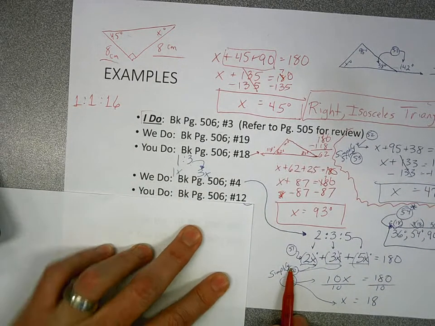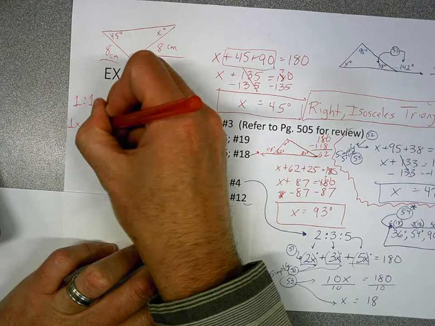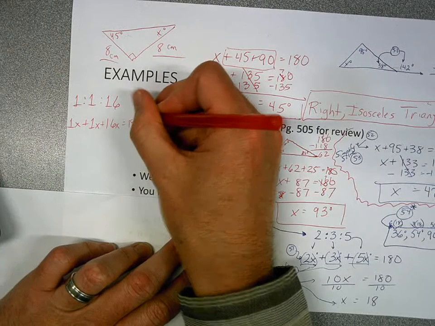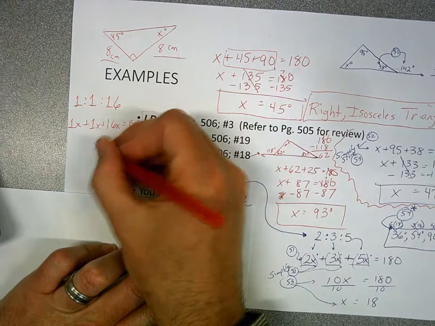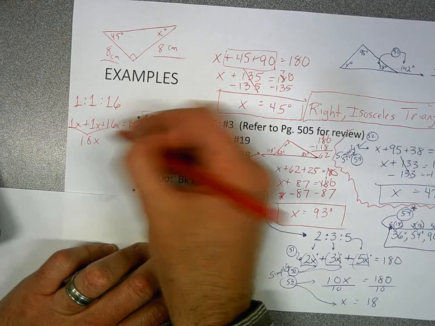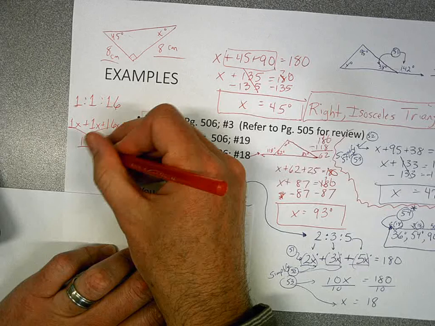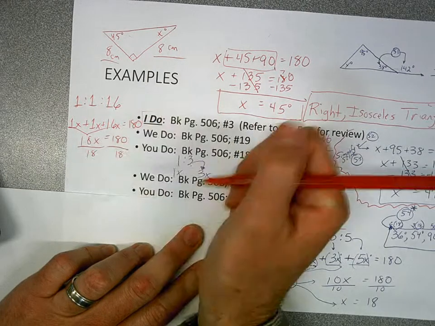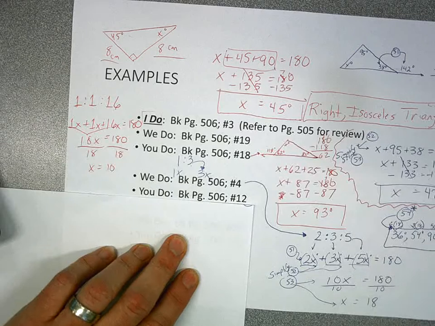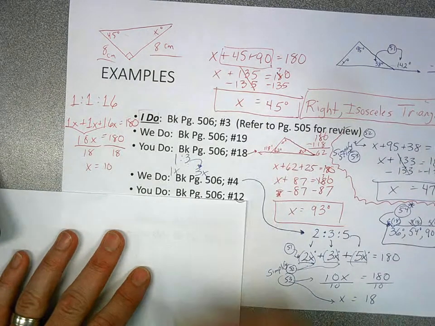So I'm going to go ahead and just say 1x plus 1x plus 16x equals 180. Combining like terms, 18x equals 180, which, dividing both sides by 18, gives me that x is equal to 10. So don't forget our last step, right? We're not finding out what x is, we're finding out what the missing angles are. So this one's nice and easy, right?